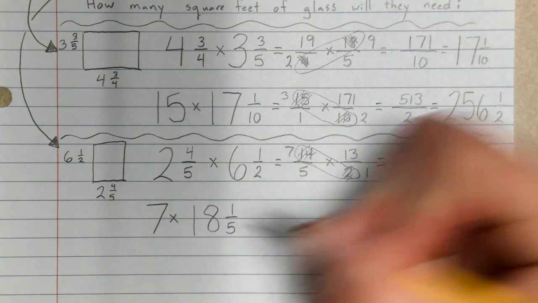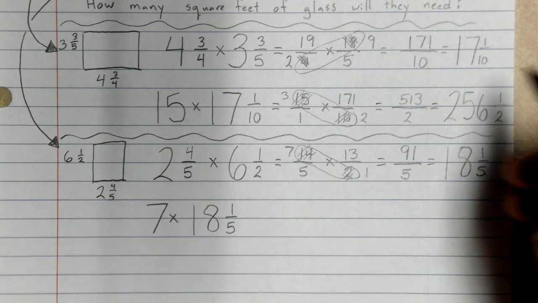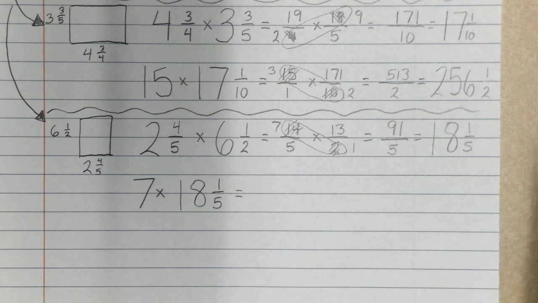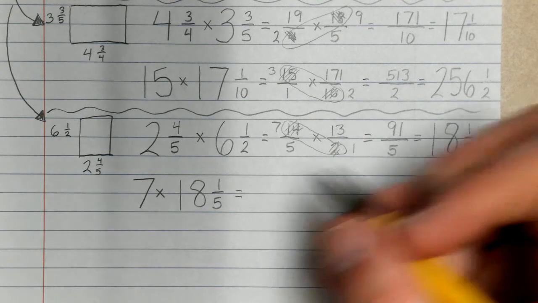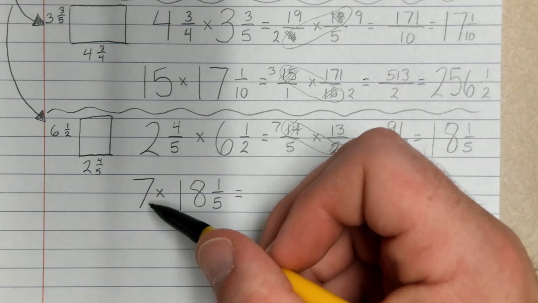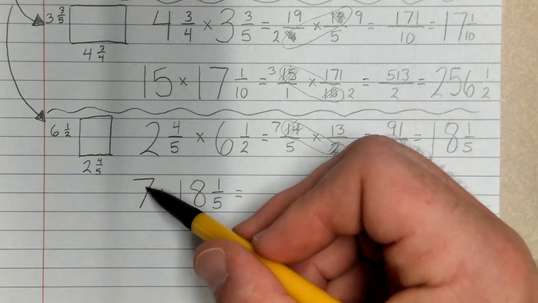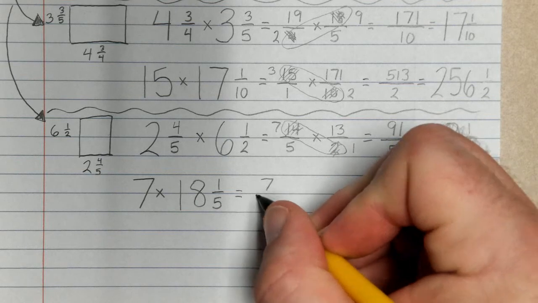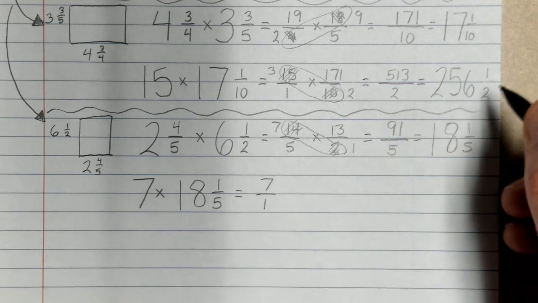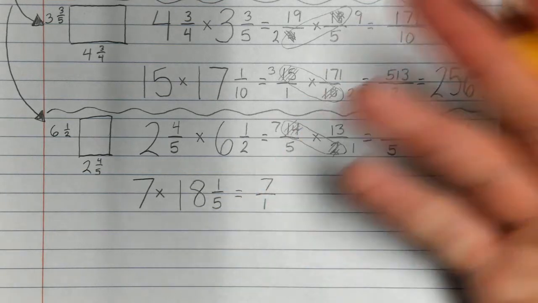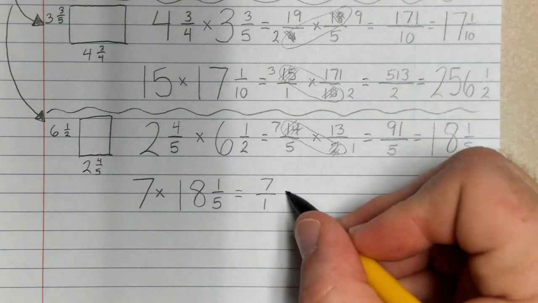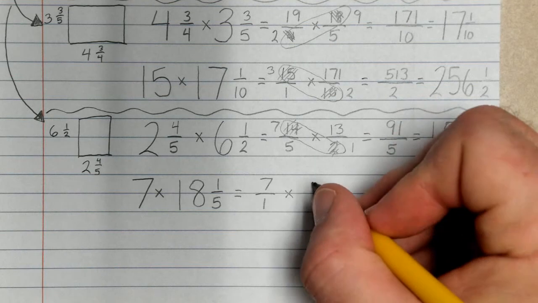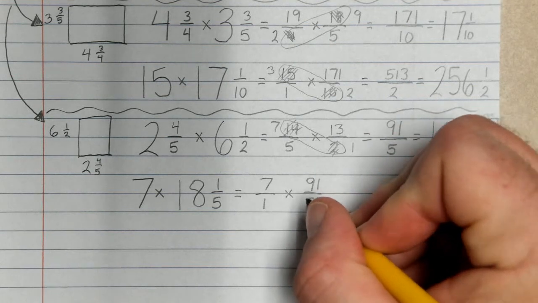7 times 18 1/5. This one's a long one. Like, yeah, Mr. Landre, we picked up on that. All right, turn these into improper fractions so we can multiply them more easily. 7 over 1. Remember, a whole number just becomes itself over 1. 18 1/5, we already know what that is. 91 over 5.